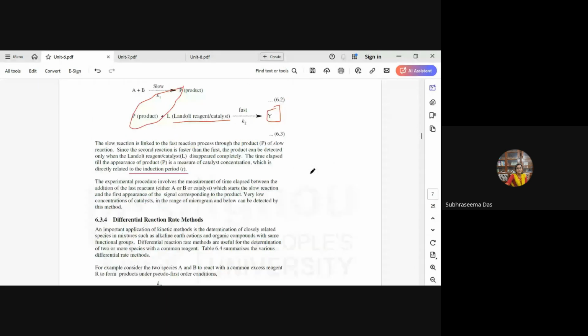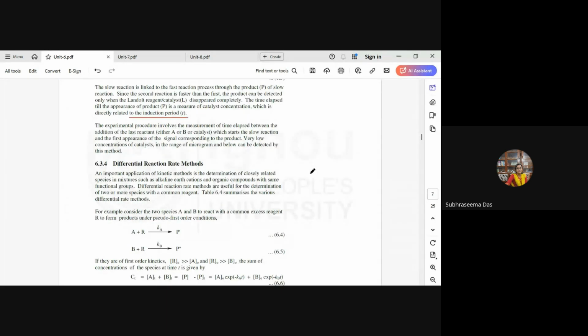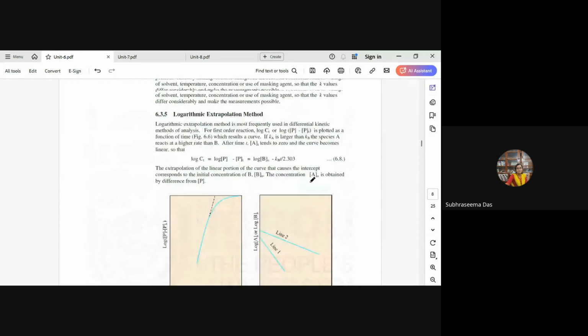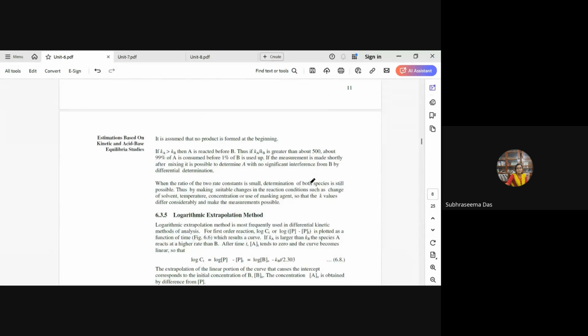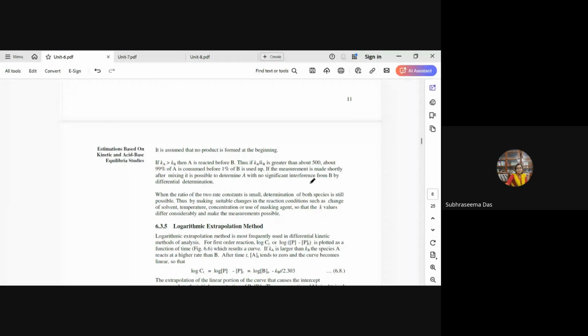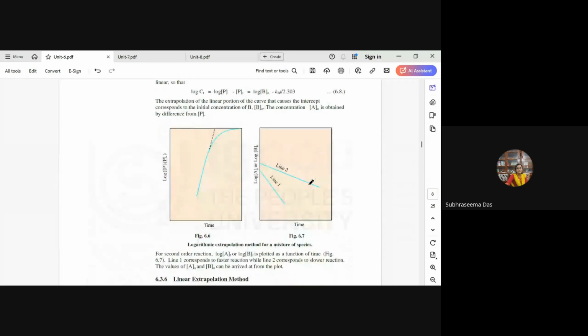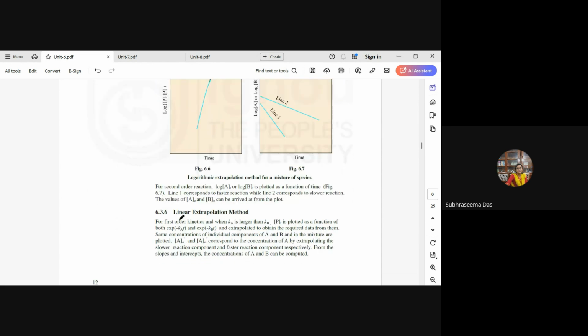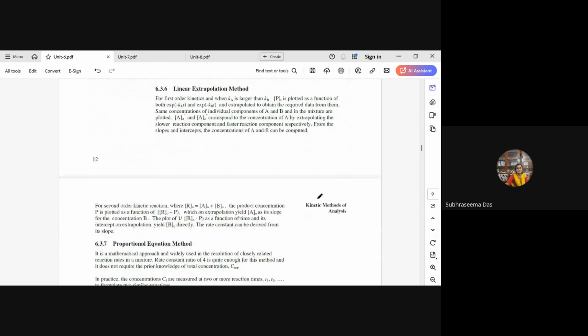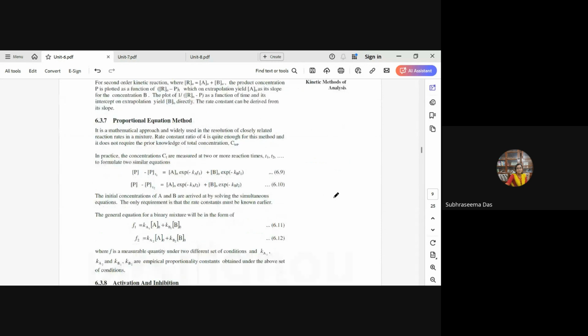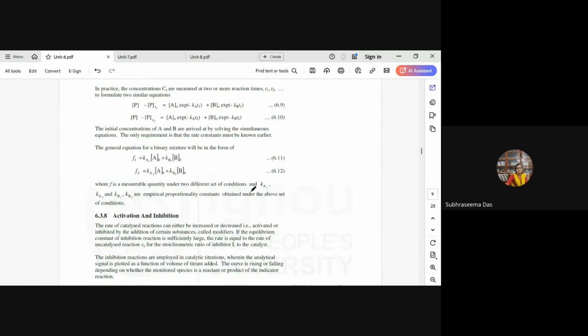Then coming to differential reaction rate methods. Now here in table 4, the various differential rate methods have been summarized. First is the logarithmic extrapolation method. In this method, figures 6.6 and 6.7 show the logarithmic extrapolation method for different types of species. We also have a linear extrapolation method. Here also we have a proportional equation method. Here all the equations have been written.